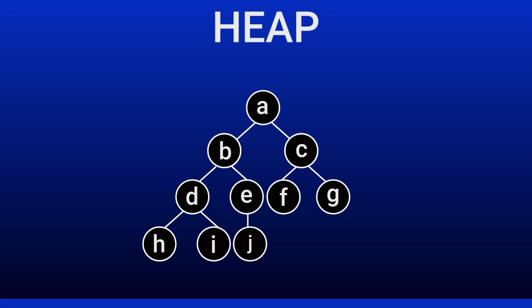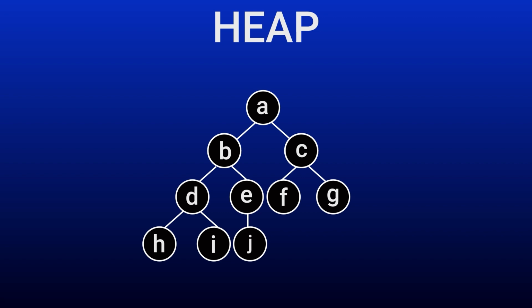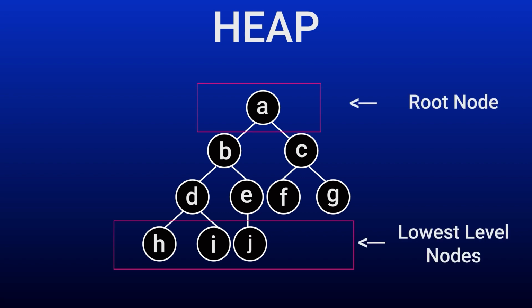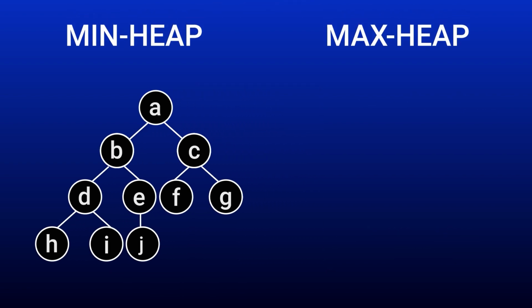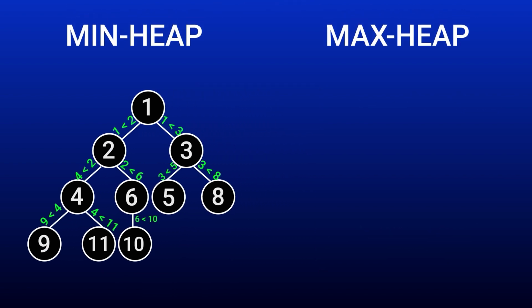Heap is a special tree-based data structure where all the levels of the tree are completely filled, except the lowest level nodes, which are filled from as left as possible. Generally, there are two types of heaps, min heap and max heap. In min heap, the value of the root node is smaller than all its child nodes, and the same follows to the left and the right subtree. So, in min heap, the minimum element is always, you guessed it, the root node.